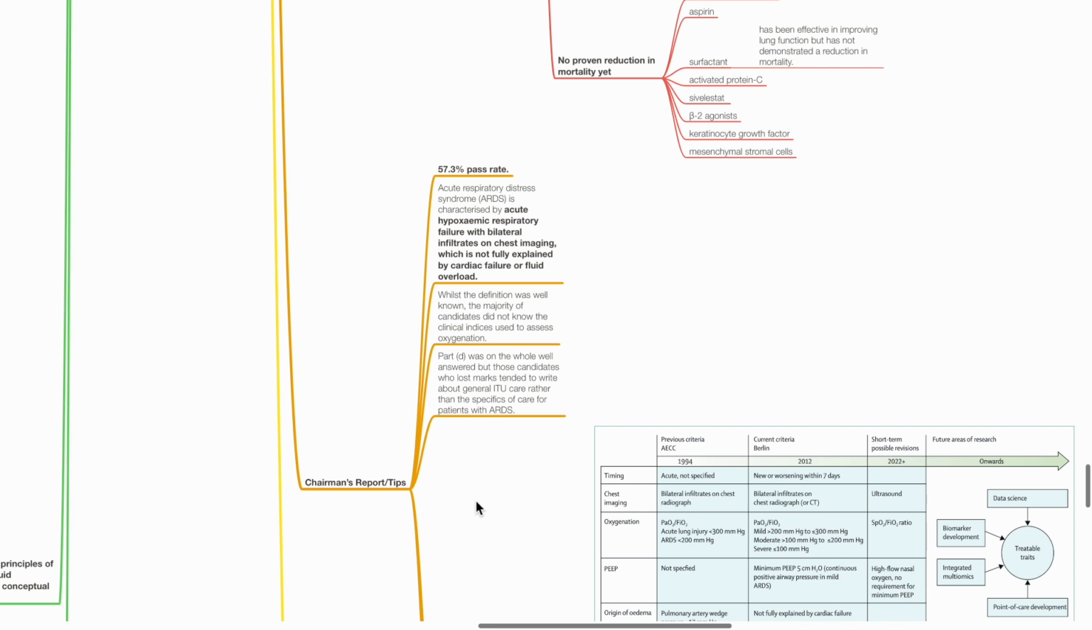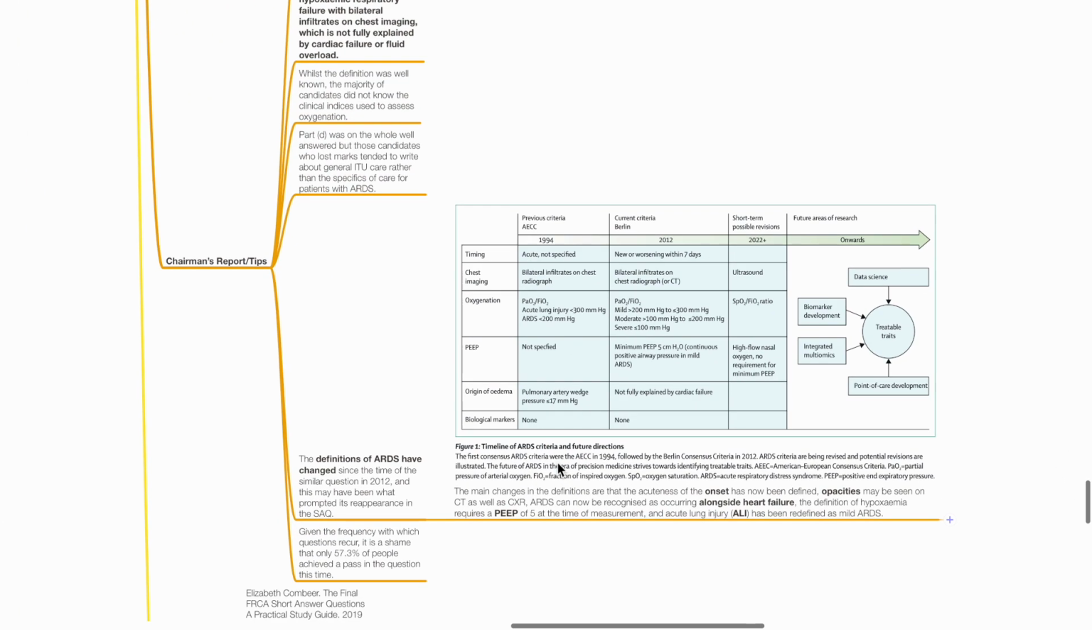ARDS is acute hypoxemic respiratory failure with bilateral infiltrates on chest imaging, which is not fully explained by cardiac failure or fluid overload. The definition of ARDS has changed since the AECC criteria in 1994. The current Berlin criteria in 2012 included various changes such as defining the acuteness of onset.